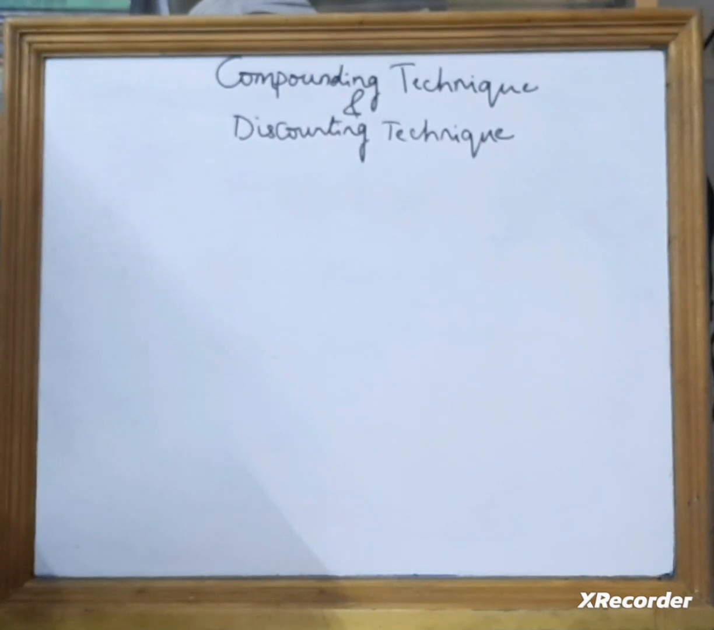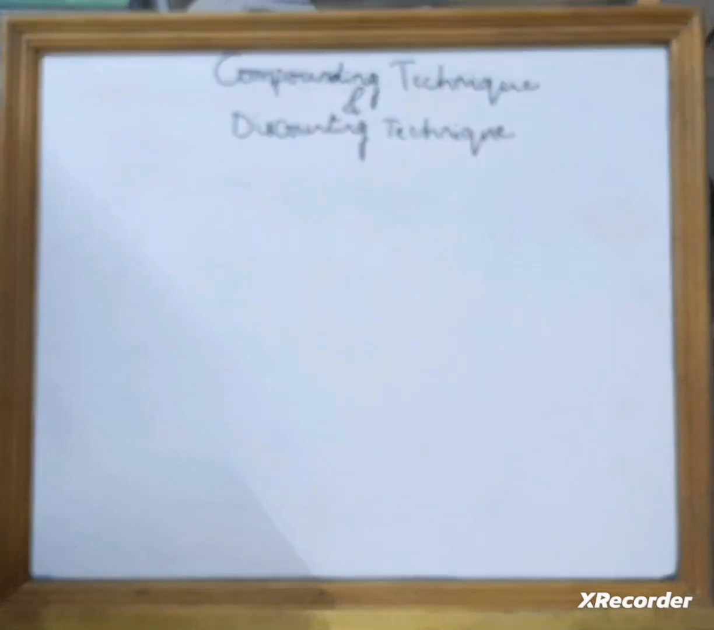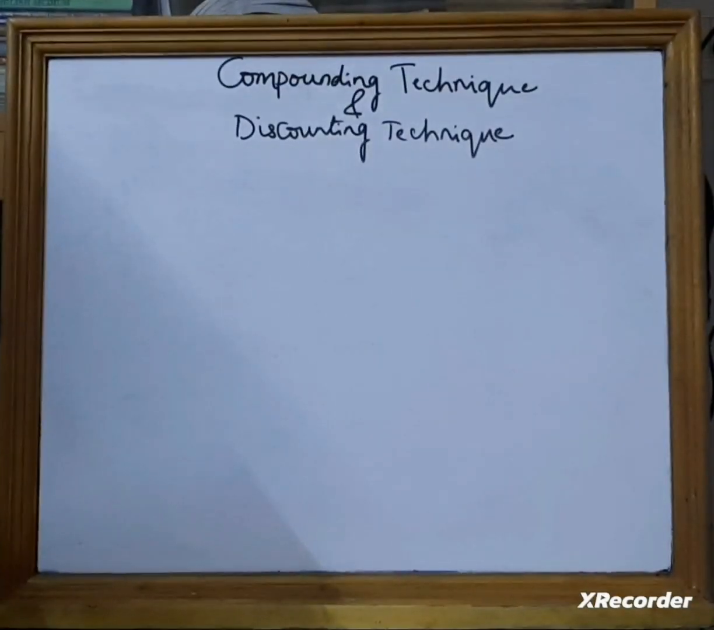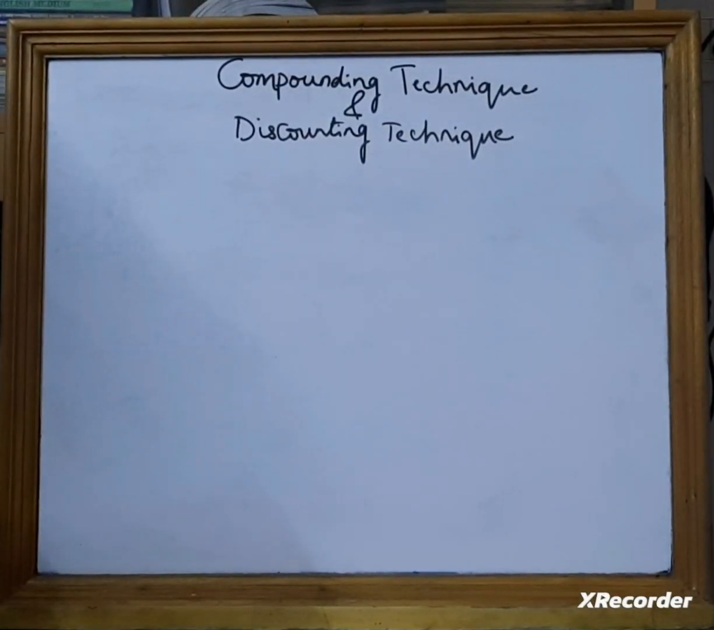In order to have logical and meaningful comparison between cash flows that result in different time periods, it is necessary to convert the sums of money to a common period in time. In order to do that, there are two techniques. One is compounding and the other is discounting. Today I will start with compounding technique.